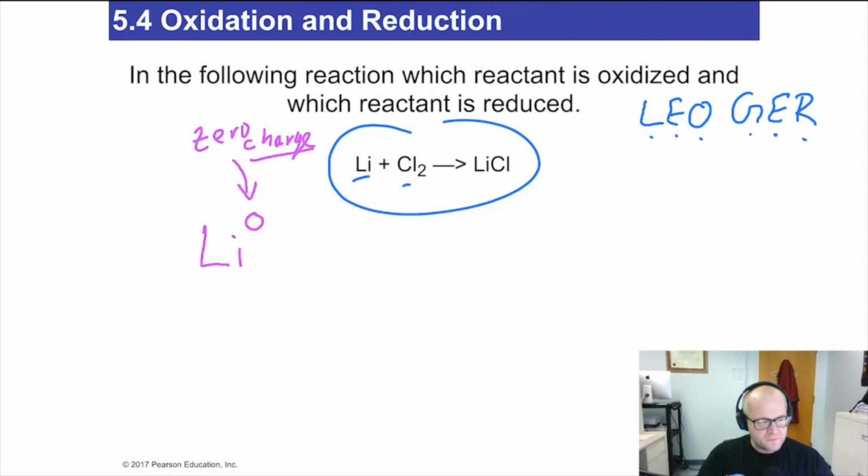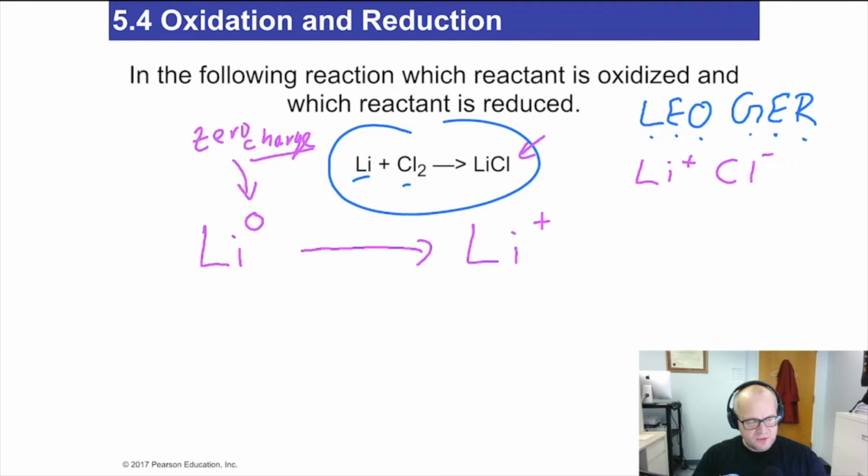It has zero charge. What does that mean? That means it's the atom lithium. And on the right-hand side, well, we have lithium chloride, right? And that's lithium with a plus charge, Cl with a minus charge. It's an ionic compound. Lithium plus, chloride minus. So on the right-hand side, lithium actually has a positive charge. Let's think about that. Lithium on the left has no charge. Lithium on the right has a positive charge.